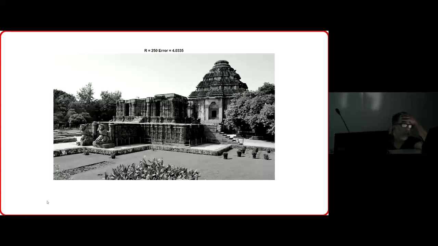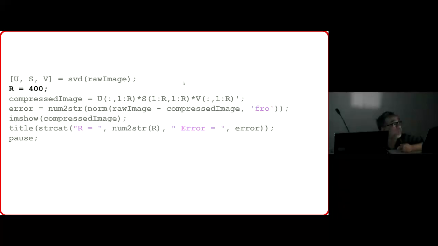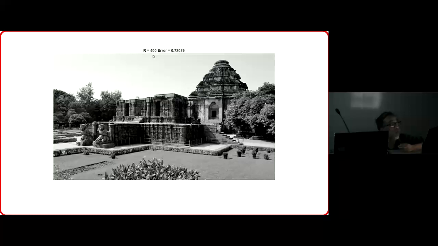But here we can exploit the human ability to distinguish between different shades. Maybe for a human being, 400 is indistinguishable from this, right? And I'll give you the code. I'll upload it to the course homepage.